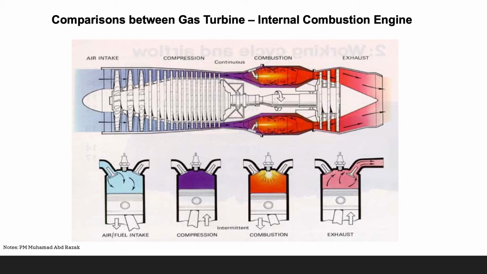This is the comparison between gas turbine and internal combustion engine. We can see for the gas turbine, the fluid will enter at the compressor and go straight to the exit. But for the internal combustion engine, it will go through all these processes. This is the compression process compared to the gas turbine, this is the combustion process and this is the exhaust process.